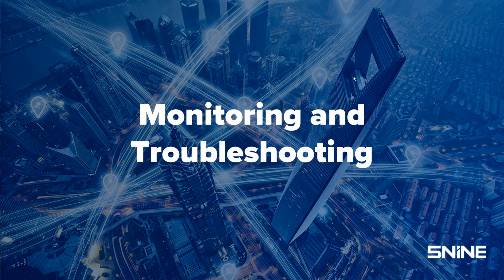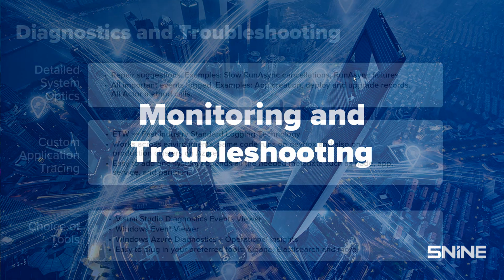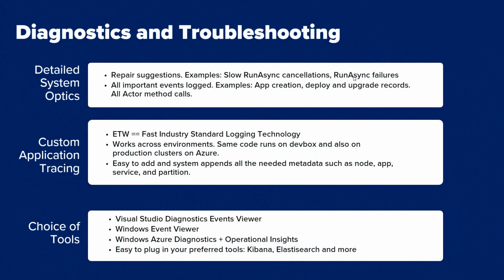What are some of the things to get into when you actually start microservices, and what are the tools to deal with monitoring and troubleshooting? First of all, you have detailed system events. You have the repair suggestions, examples, slow async cancellations, run async failures. All important events are logged. For example, app creation, deployment, upgrade records, all actor method calls.